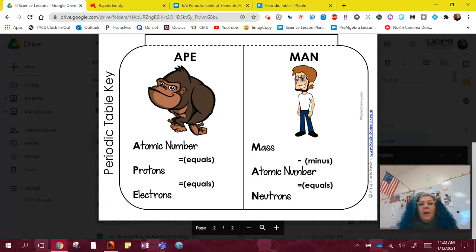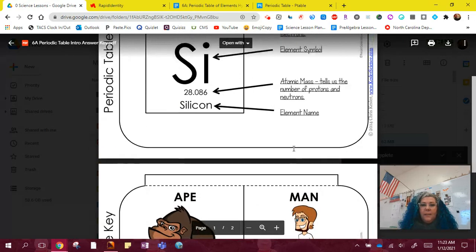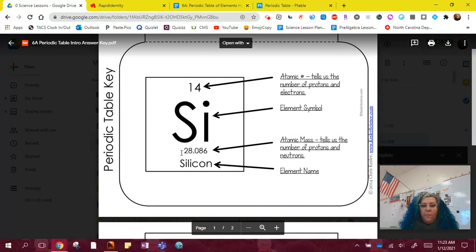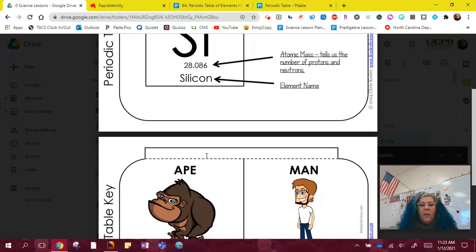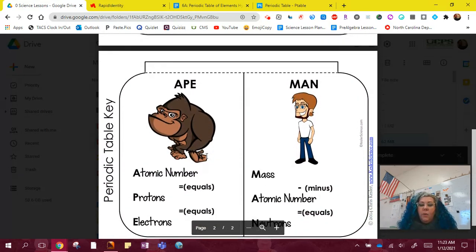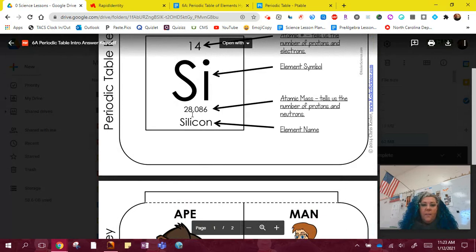All right, now to find neutrons, this is where you've got to do some work. What you're going to do is take the atomic mass, so that's your decimal, and round it to the nearest whole number. So 28.086 is rounded to 28. So we're going to use 28. And once you've got 28, you're going to take the mass minus the number. So it would be 28 minus 14, and whatever's left over is your neutrons.